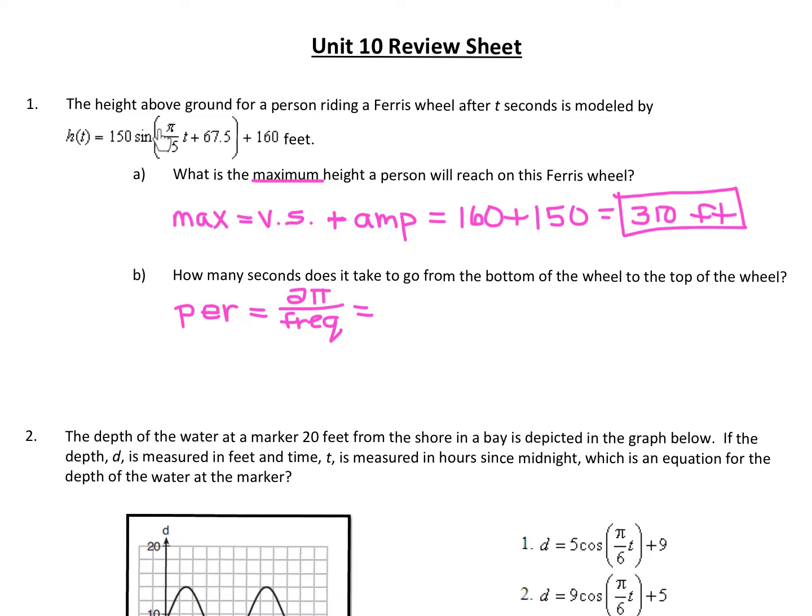Okay, so the frequency is this. It's what's in front of the, usually an x, but in this case it's a t, but what's in front of the t in our equation, so pi over 45. So we have 2 pi divided by pi over 45.